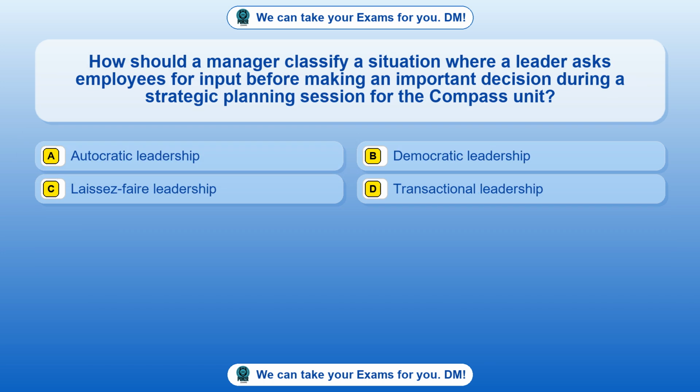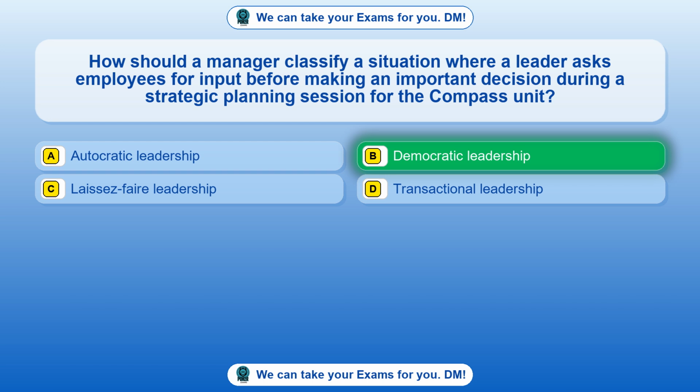Question 56. How should a manager classify a situation where a leader asks employees for input before making an important decision during a strategic planning session for the Compass unit? Option A, autocratic leadership. Option B, democratic leadership. Option C, laissez-faire leadership. Option D, transactional leadership. The correct answer is option B, democratic leadership.